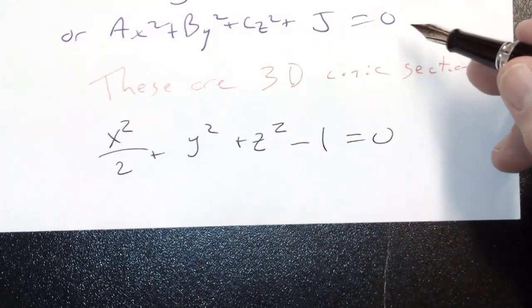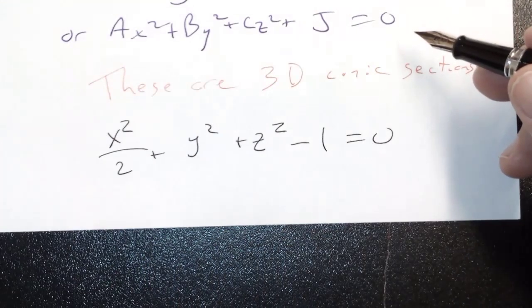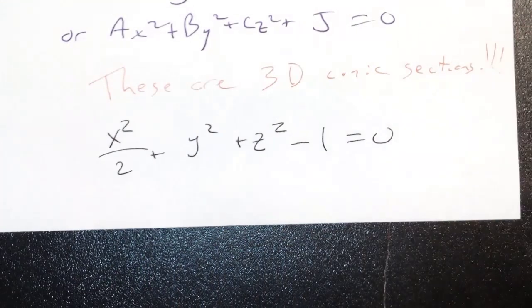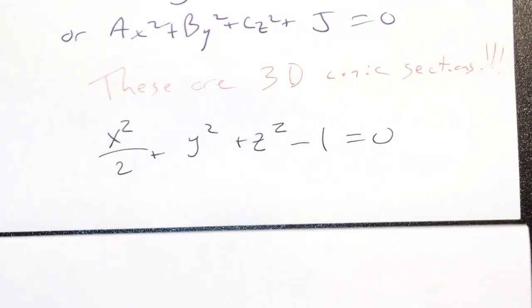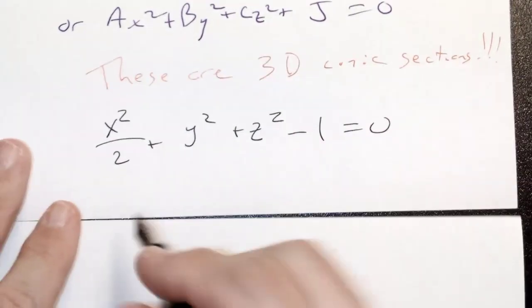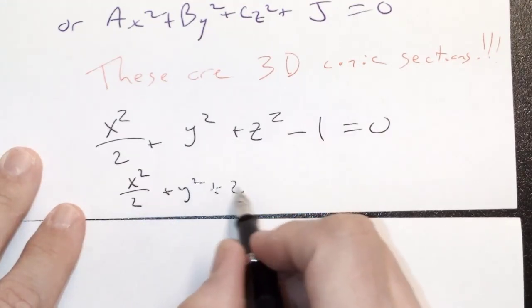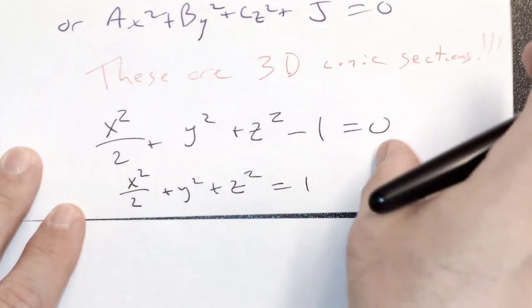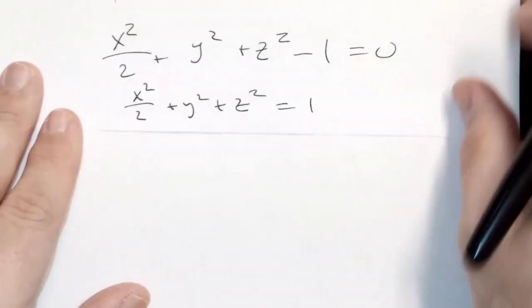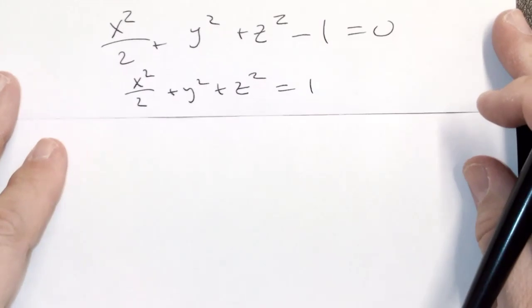That looks like this. That's our second version of the equation. X squared over 2 plus y squared plus z squared minus 1 equals 0. First thing I'm going to do is put that 1 on the other side. With me so far?